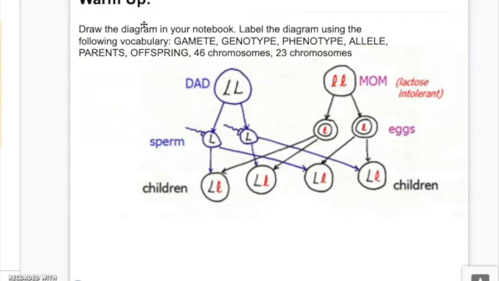Okay, so this is your warm-up for this video. You're going to draw this diagram in your notebook and then label the diagram using this vocabulary. If you're not familiar with some of this vocabulary, possibly genotype, phenotype, maybe offspring, look it up and then go ahead and try to label this. Pause your video now because I'm about to show the answer.